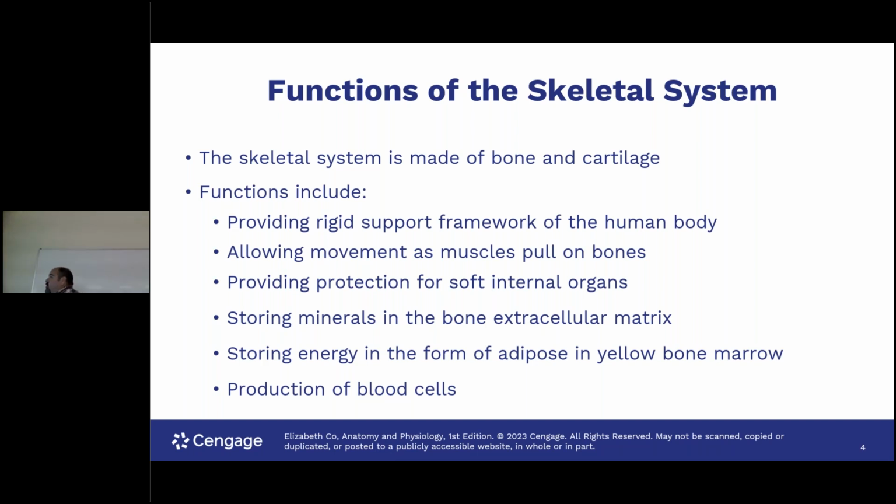So rigid support framework, contributing to movement by really the muscles contracting and pulling the bones. You'll see here protection of the organs, storing minerals, storing energy in the form of adipose tissue, right? So fat, the yellow marrow, primarily throughout the skeletal system. And remember that in the flat bones, as well as the ends of long bones, the epiphyseal regions, that's where you're going to have red marrow. Red marrow is going to do the function of producing blood cells. So functions of the skeletal system.